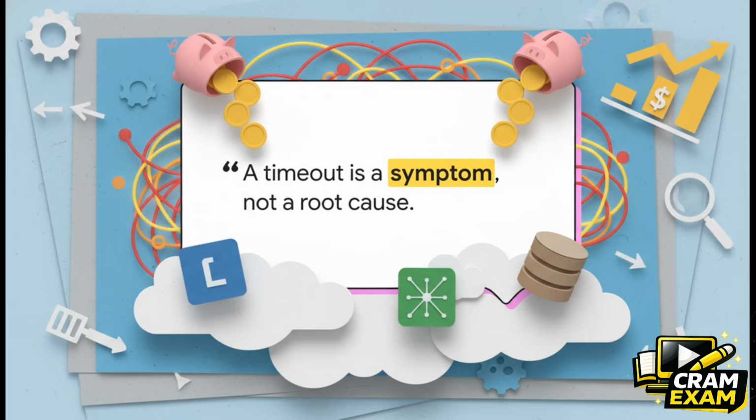I want to leave you with this final provocative architectural warning here on our last slide. A timeout is a symptom, not a root cause. If you just keep raising that timeout limit without tracing the exact bottleneck using X-Ray and proper architecture, you aren't actually engineering a solution. You are just inflating your AWS bill. Take these tools, apply them directly to your infrastructure, and stop paying AWS to wait.